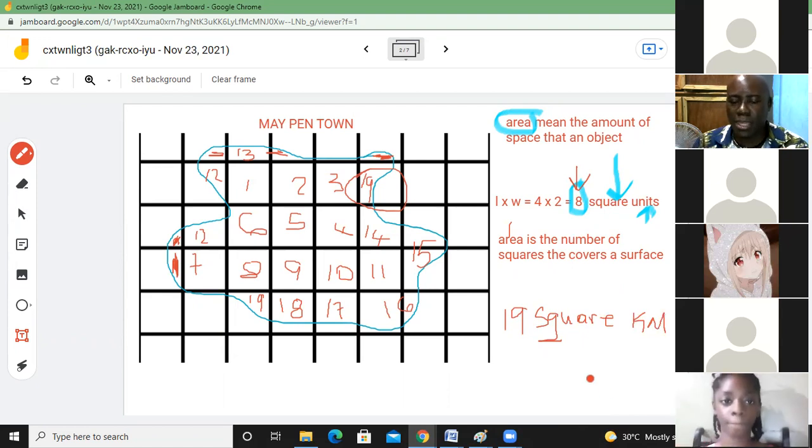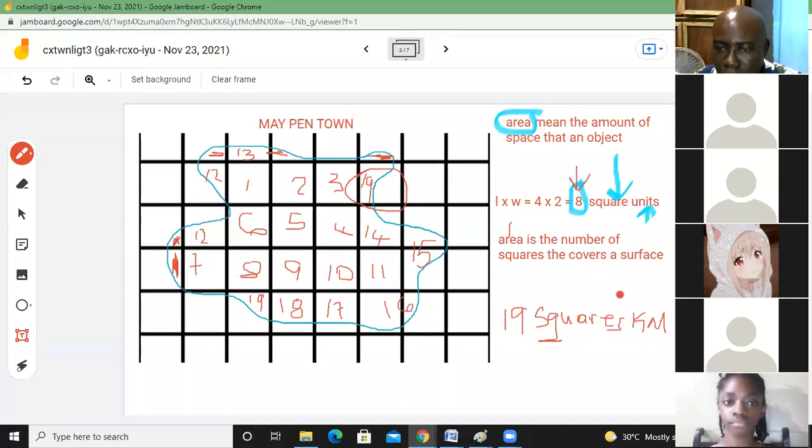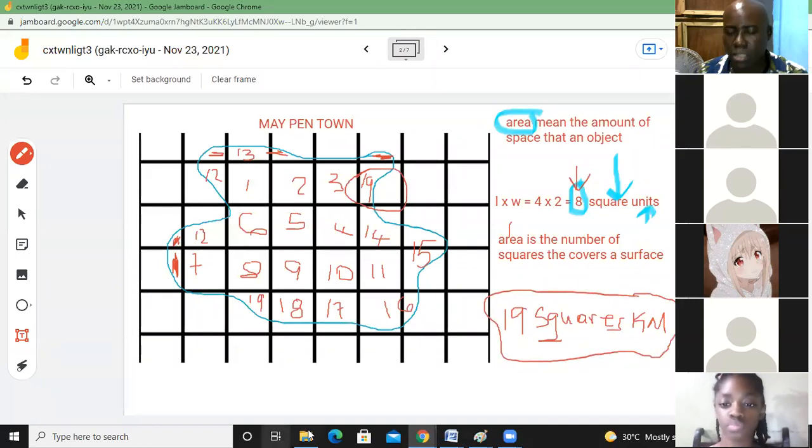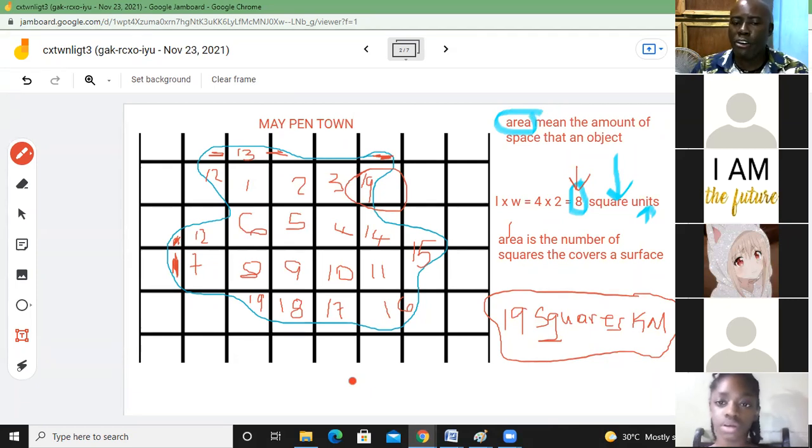Now, you see what I wrote here, 19 squares in kilometers. Let me tell you what this really means. This is how you say area to somebody verbally. There's a huge difference between your verbal representation of area and your written representation. So let me go again.